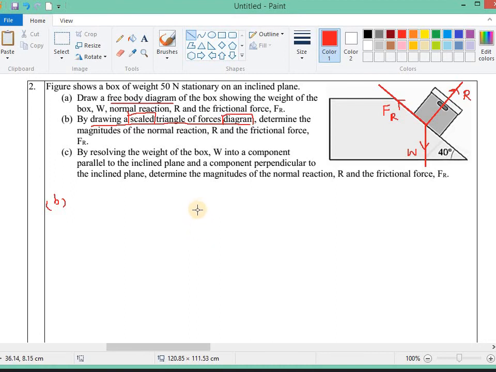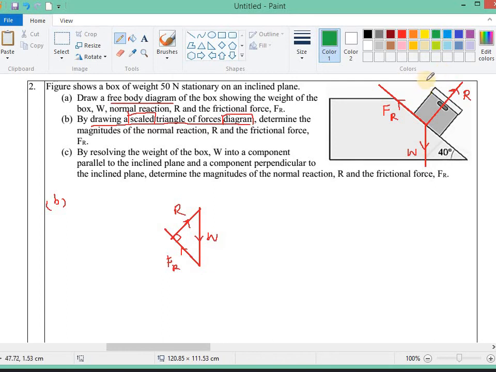So this is weight. And this is the friction. And this is the normal reaction. So normal reaction and the friction are 90° perpendicular. And this is the weight. So where is the 40°?